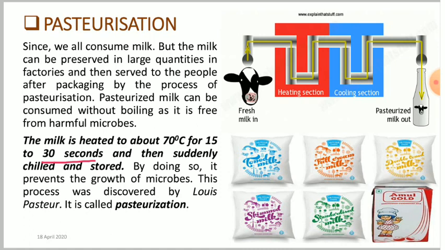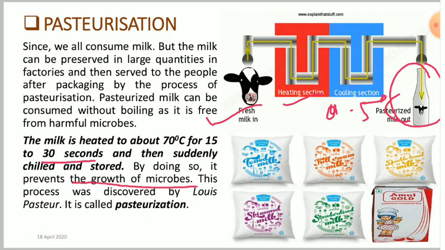Here we have the picture of that process. The cow or buffalo milk is transferred into a chamber where there is a heating section, and it gets heated to 70 to 80 degrees Celsius for 15 to 30 seconds, and then suddenly we cool that milk to 0 to 5 degrees Celsius, isn't it? So when we cool and store that milk, it gets pasteurized. Remember this, that milk gets what? Pasteurized, isn't it?